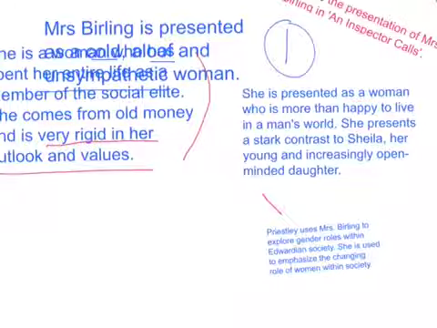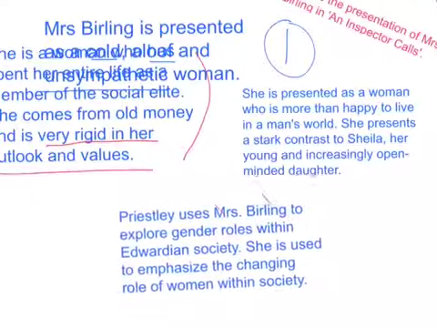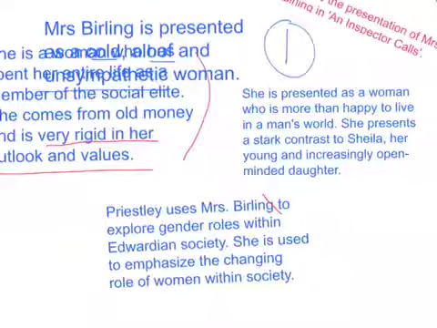And finally, I would finish off with this paragraph, because I think this is my most powerful one. Priestley uses Mrs. Burling to explore gender roles within Edwardian society. She is used to emphasise the changing role of women within society. So I think we can all agree that women are treated pretty badly in this play. Even though Mrs. Burling might not acknowledge it, she is just as much a victim of a male-dominated society as Eva Smith. The reason she's so closed off, the reason she's so blinkered, is because she's used to the men completely dictating her actions.